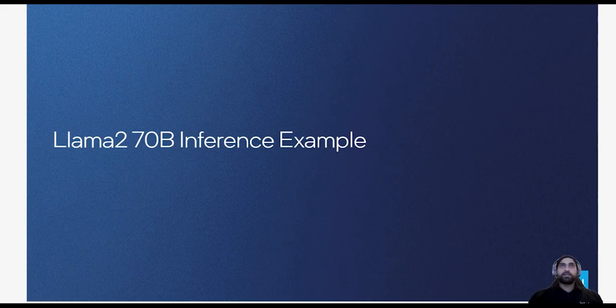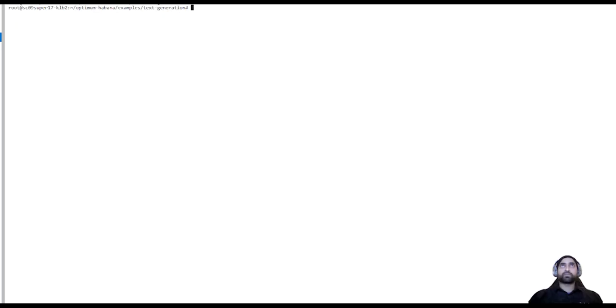Okay, so now let's jump into the Llama 2 70 billion parameter model inference example. In this example, we are going to run this model to generate some text. And let's have a look at the command that I'm going to run now. This example comes from the Hugging Face Optimum Habana library. It's part of the examples text generation folder. And here's the command. It should be there in the README. If you go to that website, you'll find it there.